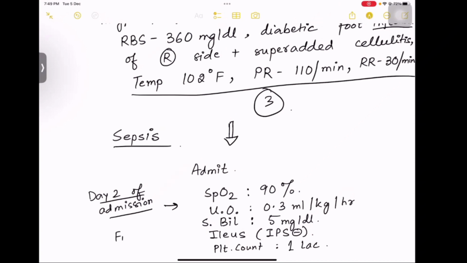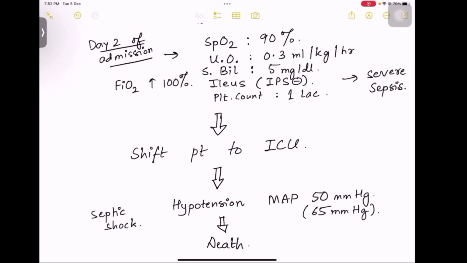Because you can see the features of organ dysfunction. That is, hepatobiliary system has gone wrong, respiratory system has failed, renal system has failed, where you can see the urine output. So it is sepsis plus organ dysfunction, that is severe sepsis. Now you've admitted the patient to ICU, and you can see that hypotension is there because mean arterial pressure is less than 65 mmHg. So here cardiovascular collapse is present, hence this is septic shock.